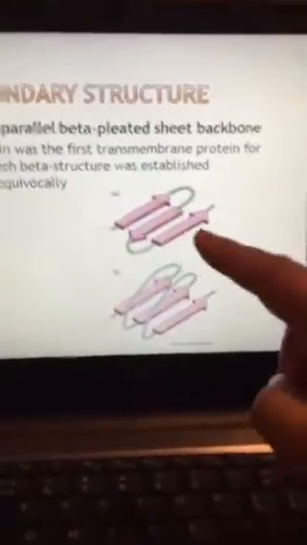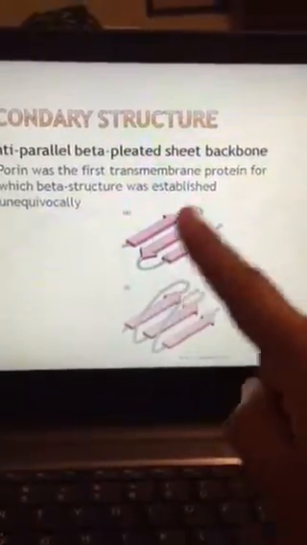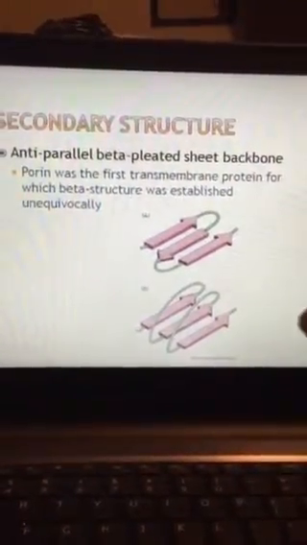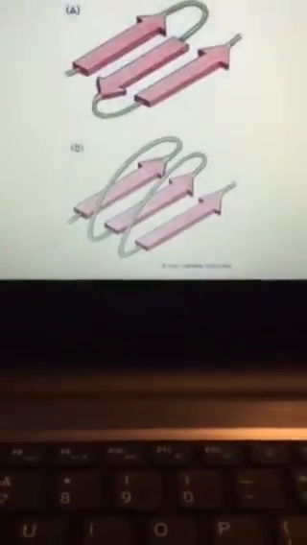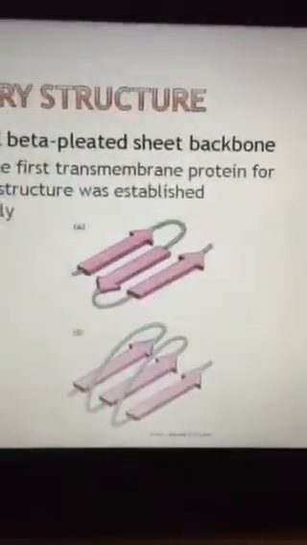The secondary structure has an anti-parallel beta pleated sheet backbone. So it's not exactly like the one you see in the first picture. Those are all nice and smooth and they don't fold back on each other. That's not what the porin really does. These ones fold back on each other because they're anti-parallel, like in this picture. So this one's not what it is, that's actually what it is. And a fun fact, porin was the first transmembrane protein for which beta structure was established unequivocally. And this picture shows that they fold back on themselves and they're not smooth like A.